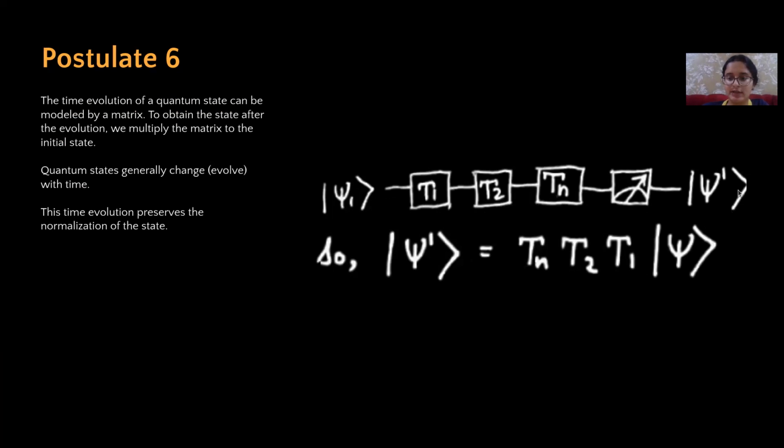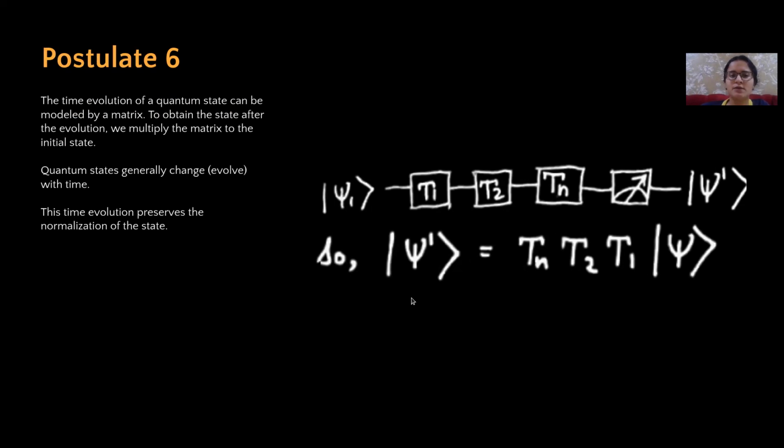And how do we calculate it? We take the initial state and keep on multiplying these operations to it based on time, according to which operator was applied to it first. So T1 was applied first, so we multiply it first, then T2, and so on till Tn. And then the result that we get is our new state. So this is very important for understanding single qubit gates, and more on this will be in the next video.